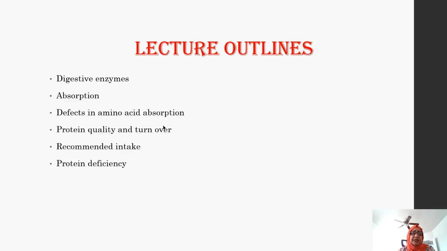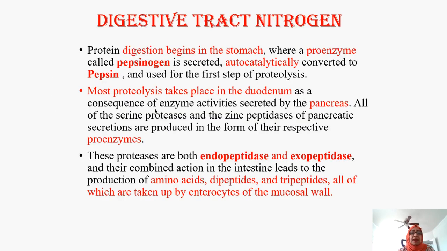And the turnover is how we utilize them, what we lose, what we gain, what we store. Of course we don't store proteins, but we keep them as proteins for certain times, and we degrade them. Then the recommended intake: how much do we need of those proteins? And finally, what will happen if we have protein deficiency? So we're going to start from your table, from the food that you take, until we get to the consequences of protein deficiency.